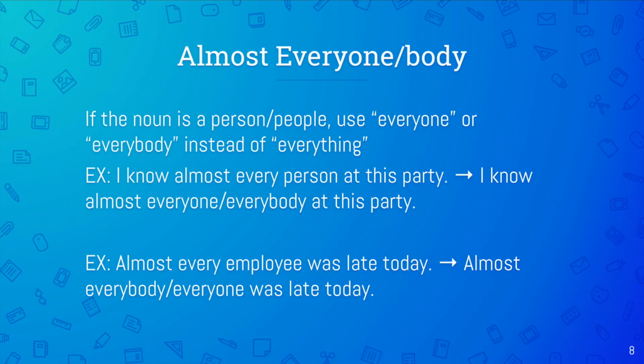If the noun is a person or people, you can use everyone or everybody instead. So that first example, I know almost every person at this party. I know almost everyone or almost everybody at this party. One or body replaces person.